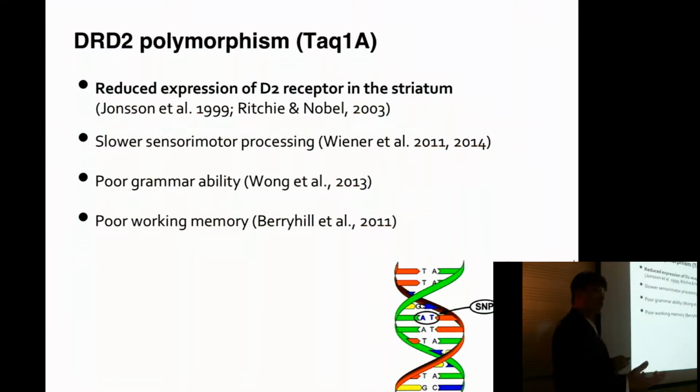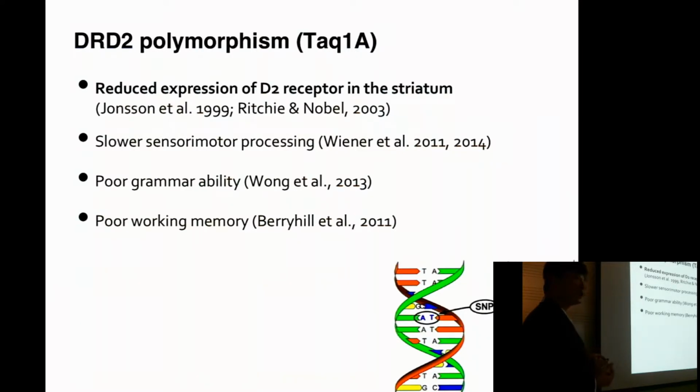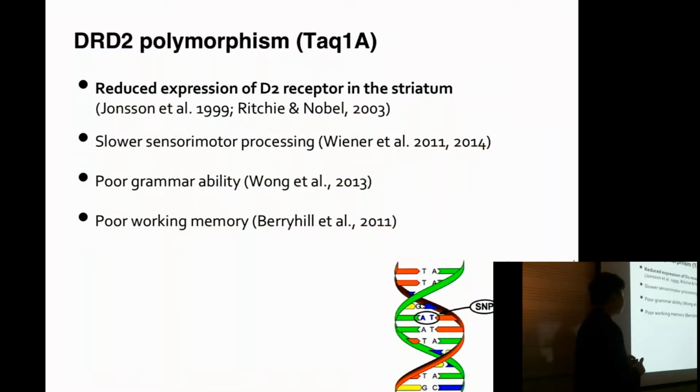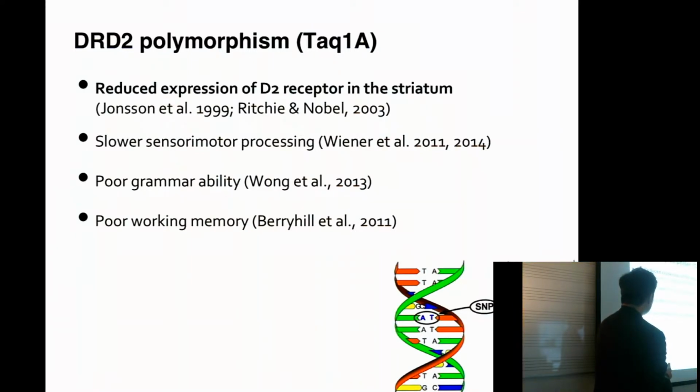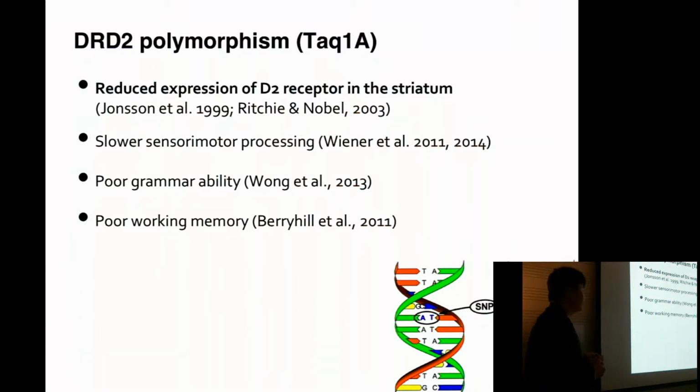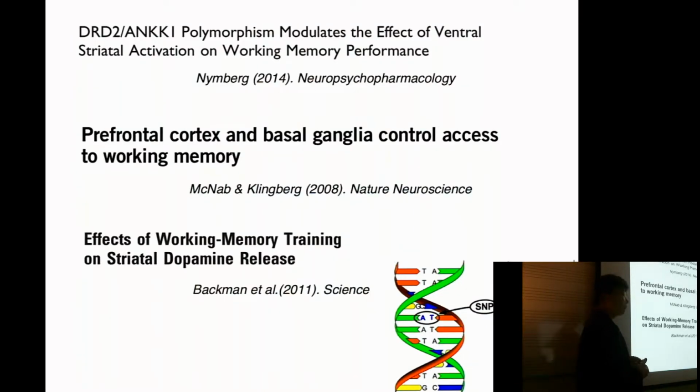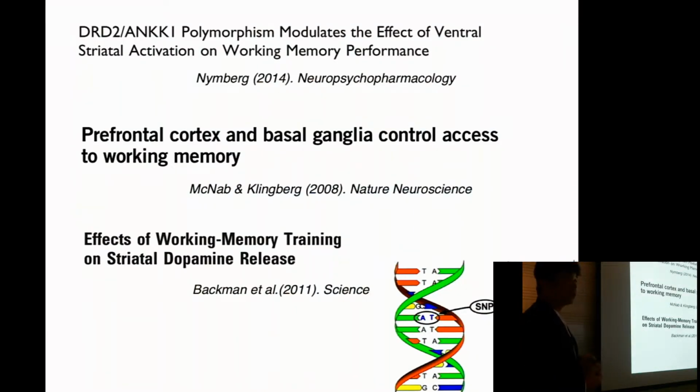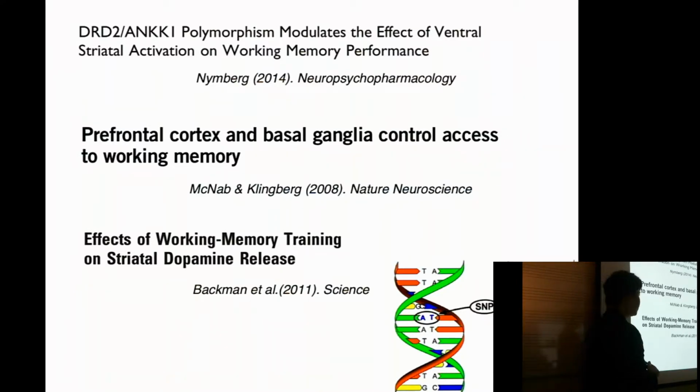Those people tend to move their fingers rather slowly, and also, quite interestingly, this DRD2 gene is associated with poor grammar ability. Also this DRD2 gene polymorphism is associated with poor working memory. In fact, there are quite a few studies out there. These are some of those study titles. DRD2 gene modulates the effect of ventral striatum activation on working memory performance, and so forth. They all came out in pretty significant journals.